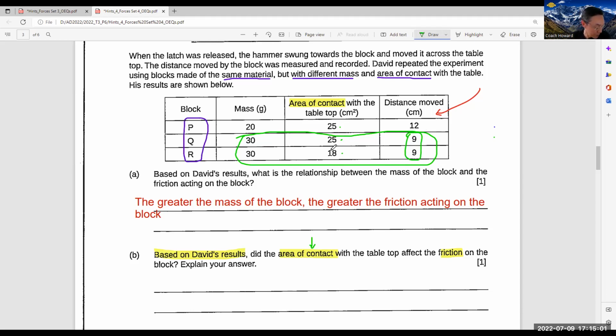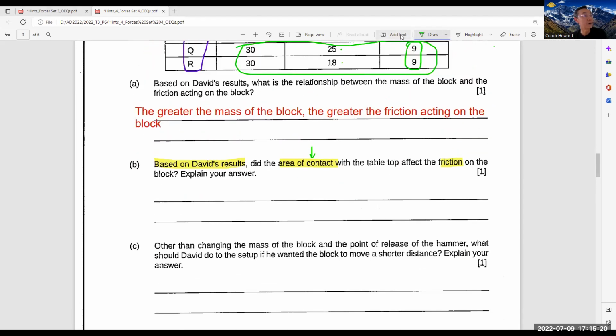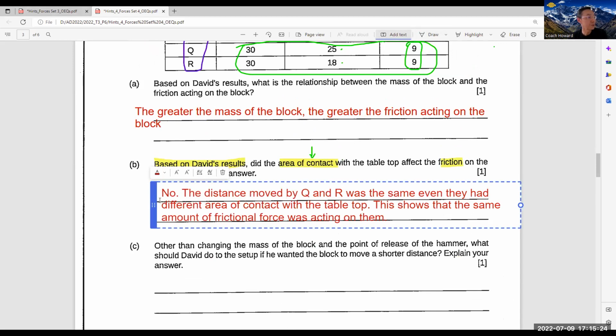Okay, for this sort of question, you must state which result you use. So they ask you, did the area of contact affect? So answer is no, right? So you must say no, then you give the explanation, which I'm going to guide you how to write. Okay, this part. Okay, so you say no.